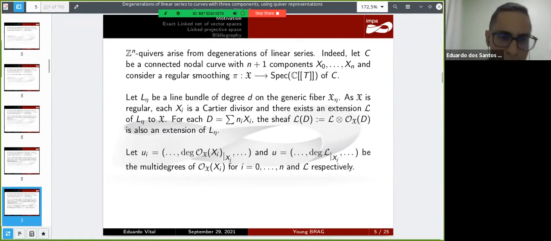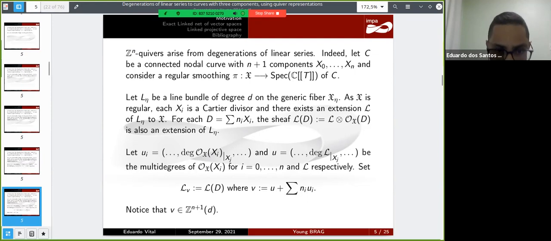And thus, you take u_i and u being the multi-degree of O(X_i) for each i from 0 to n, and of L respectively. You set L_v as L_D, where v is equal to u plus the sum of n_i u_i, and this v is precisely the multi-degree of L_v. And it's enough to note that this v, this new degree, is inside Z^(n+1) of degree d.